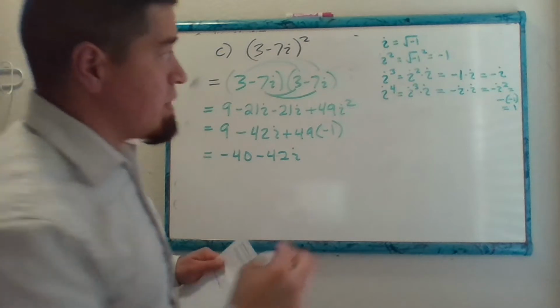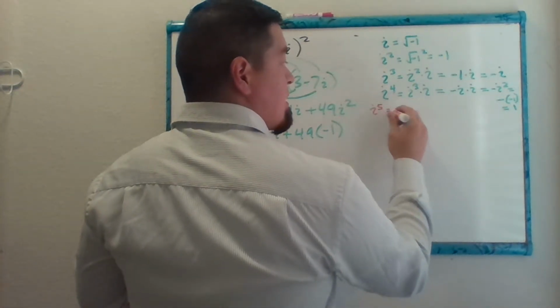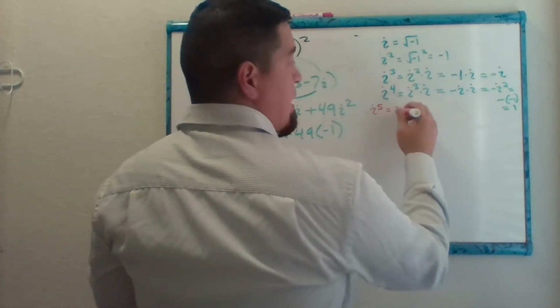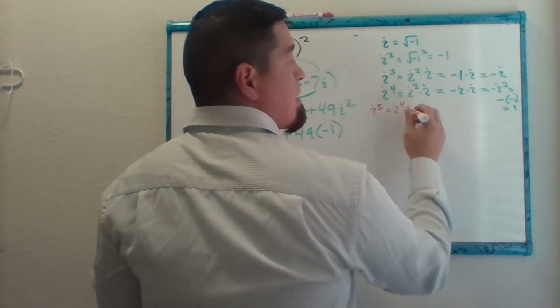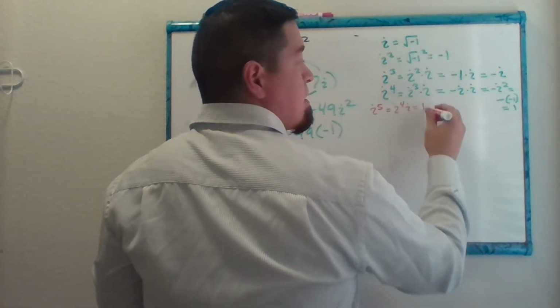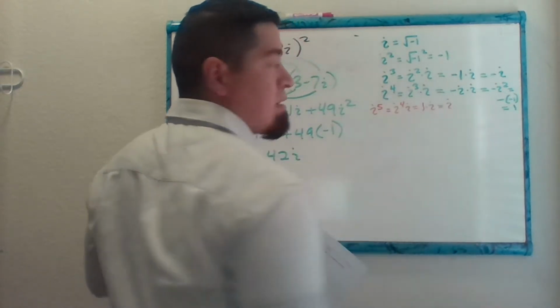It got a little messy there, but I'm going to keep going with this. We have i to the fifth. Well, what do I know i to the fifth is? i to the fifth is just i to the fourth times an extra i. But I already know what i to the fourth is. i to the fourth is 1. So 1 times an extra i is 1i, which is just i.